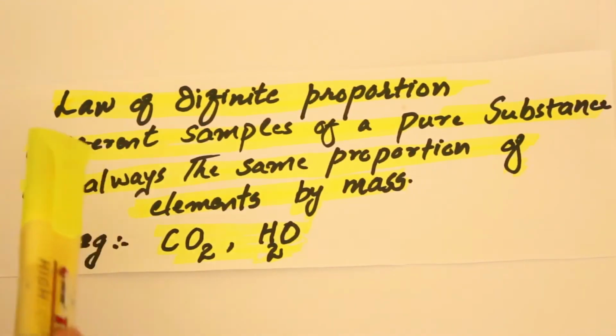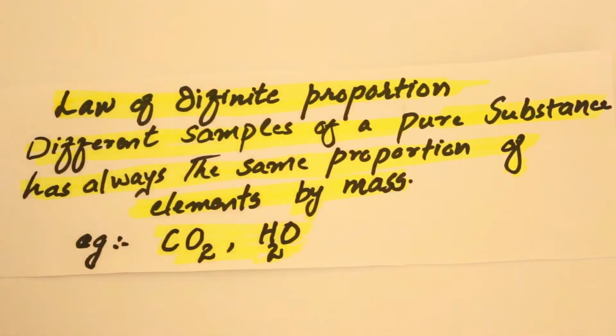Today we are going to discuss the law of definite proportion. I think this is one of the easiest and most straightforward topics in chemistry to understand. So let's first of all define this law. According to this law, different samples of a pure substance always have the same proportion of elements by mass. For example, CO2 and H2O.